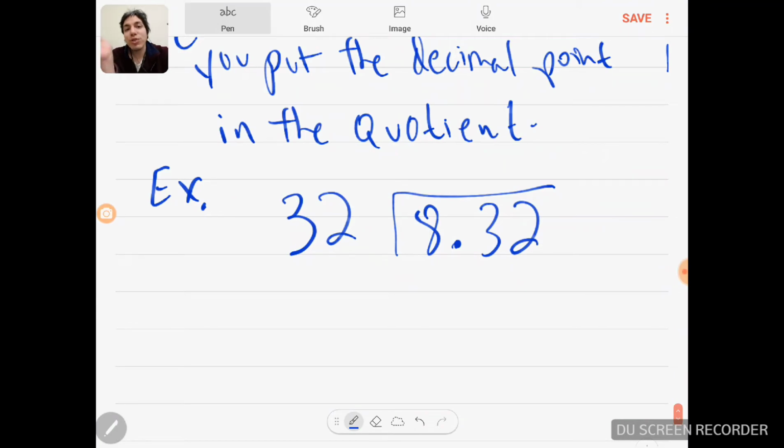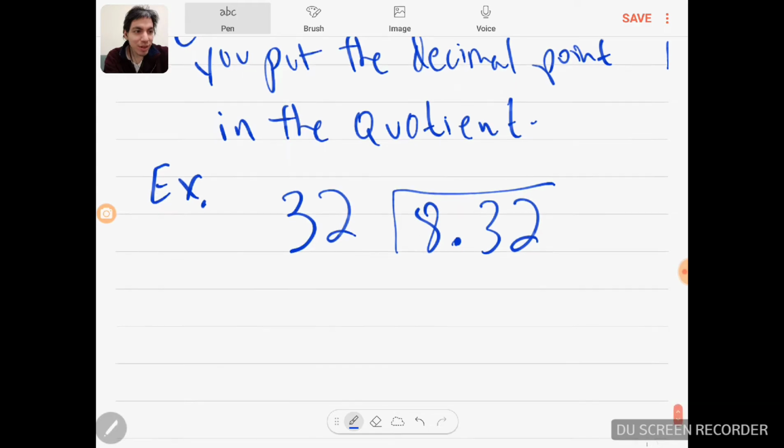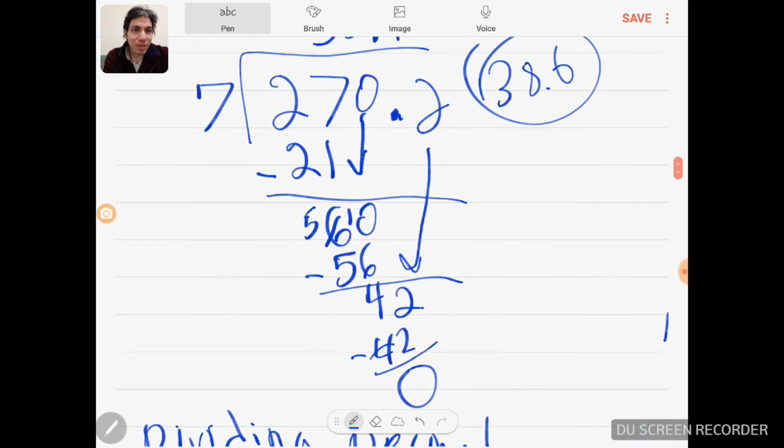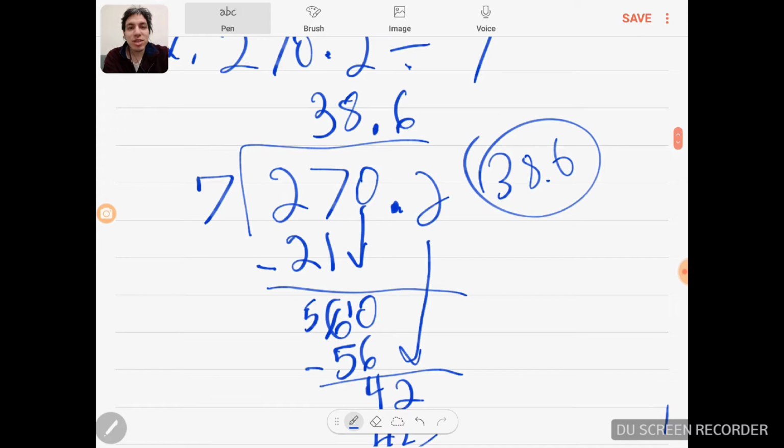So 32 tries to divide into 8. It cannot. Now, I know I said skip it. What I mean by skip it, when we're in the last example, let me go back up real quick. What do I mean by skip it? You see the first three numbers here, 270, excuse me. We're dealing with whole numbers in that specific part of the problem.